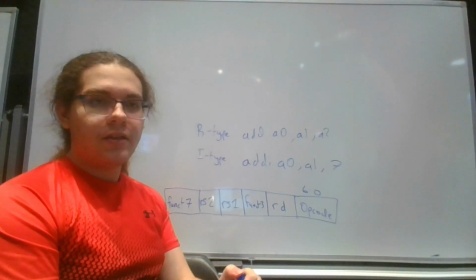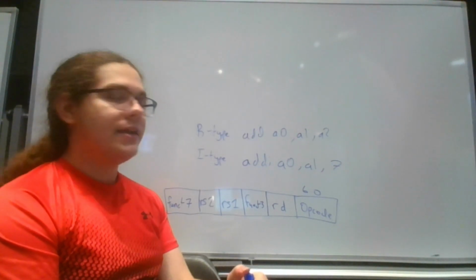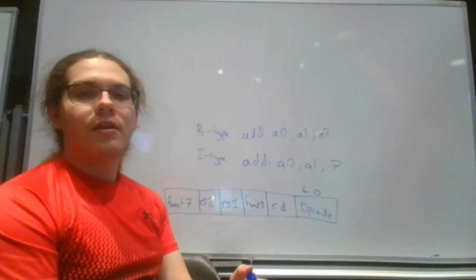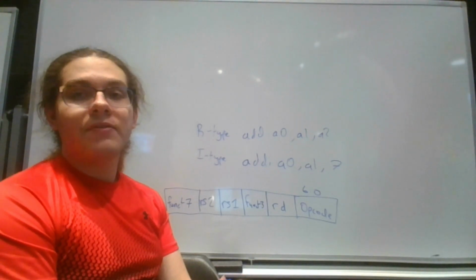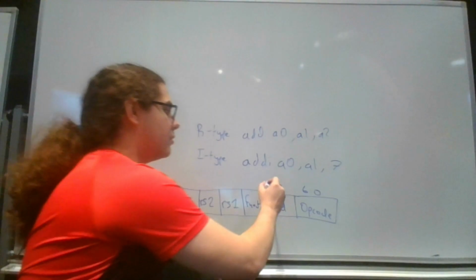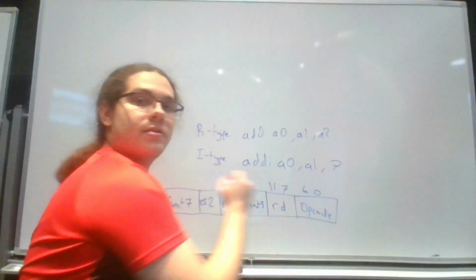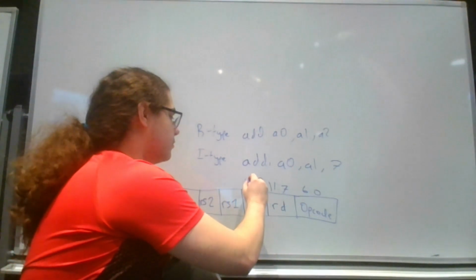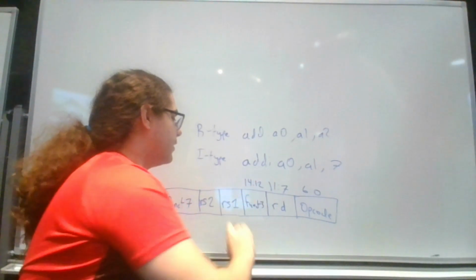Now, depending on the instruction, for example for I-type, you have a different encoding because you're trying to represent different information. So let me actually write some bit fields here. This is 11 to 7, this is 14 to 12.